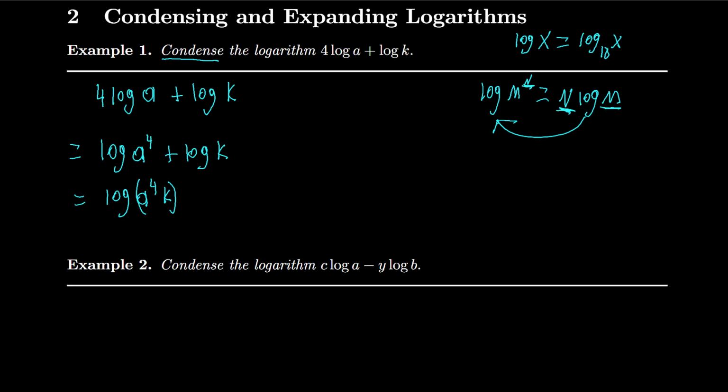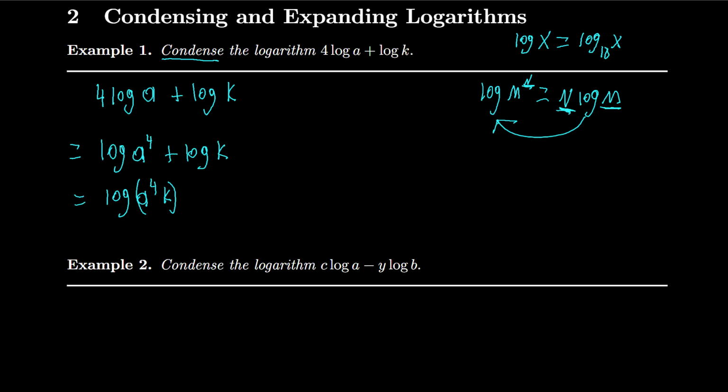So I invite you then to go ahead and look at this second example here. It says condense the logarithm c log a minus y log b. See if you can write that as a single log. It's base 10 again because it doesn't say so. So go ahead and see if you can pause the video and give that a work. You should be able to get it all as one logarithm. I'll give you a hint. It's definitely going to have a division in it somewhere because there's a minus here. So give the video a pause and give this a shot.